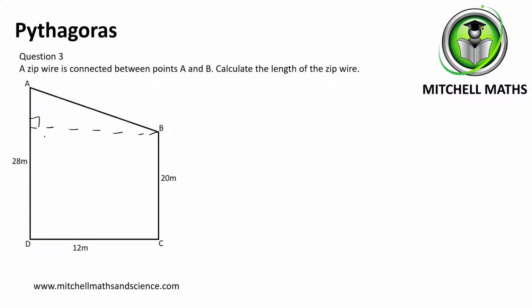Now we can see the length of the base of the triangle, because if D to C is 12 metres, then this must be 12 metres. And we can find the vertical length here by doing 28 take away 20, which is 8. And then we can label the sides C, A, B. As I say, A and B, it doesn't matter which order you write them in. A squared plus B squared equals C squared. That's going to give us 8 squared plus 12 squared, which is 208.